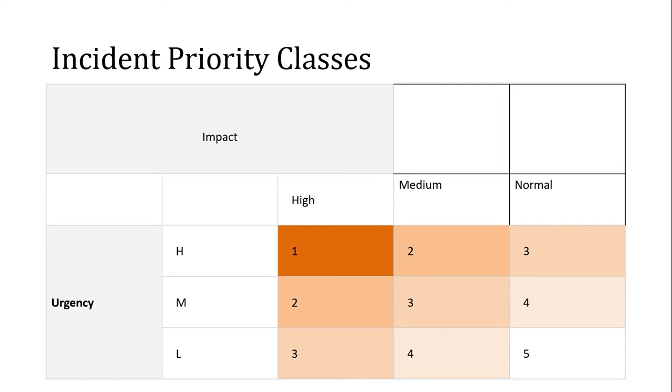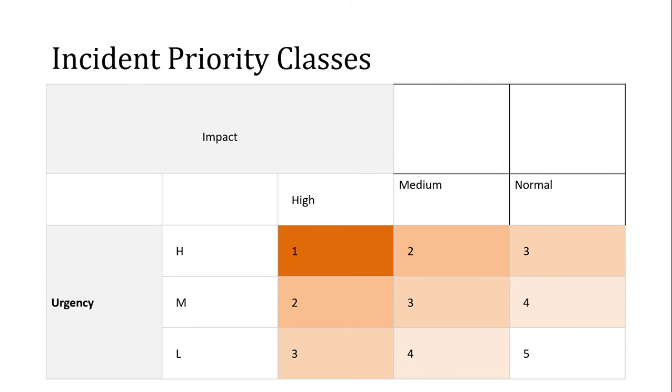If the urgency is medium and the impact itself is medium, we call that P3. Got it? If urgency is low and impact is medium, we call it a P4 ticket. Similarly, if urgency is high and the impact is normal, this is called a P3 ticket.